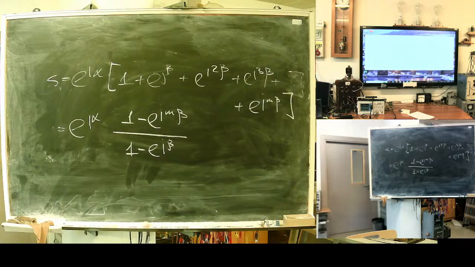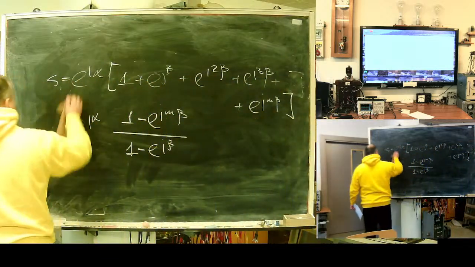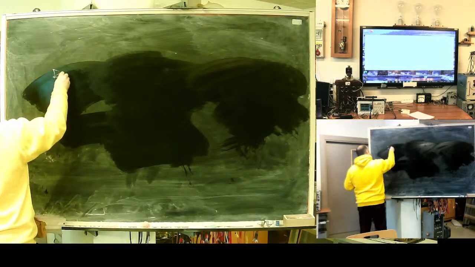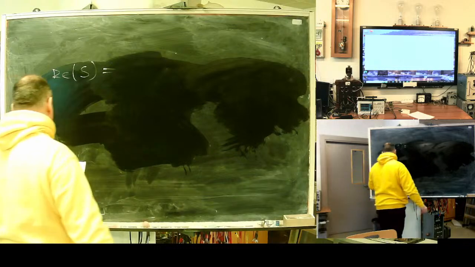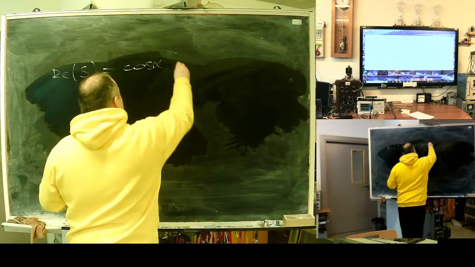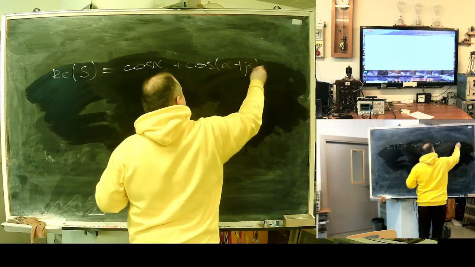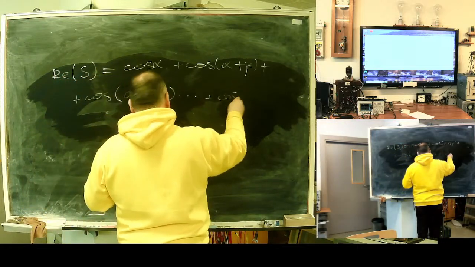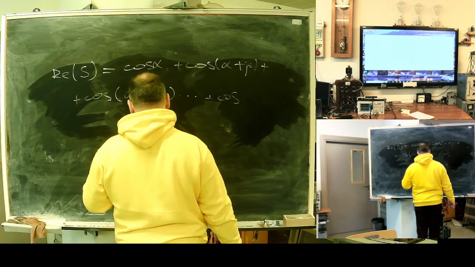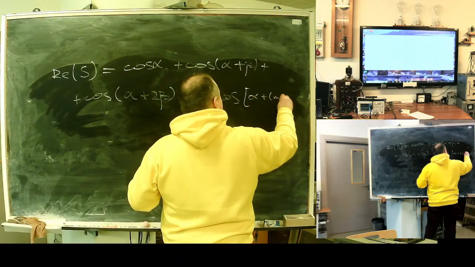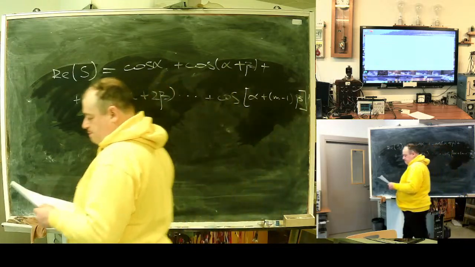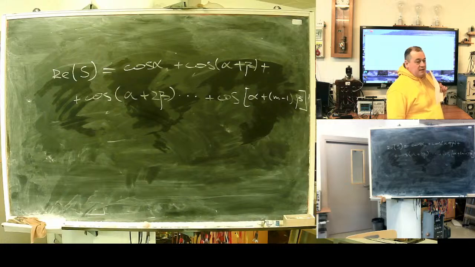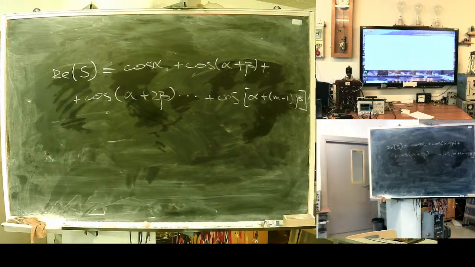It appears nothing close. But if we take the real part of this rule, the real part of the sum yields cosine α plus cosine (α plus β) plus cosine (α plus 2β) plus cosine (α plus (m minus 1)β). The real part of this rule looks very similar to our problem, our sum of cosines.